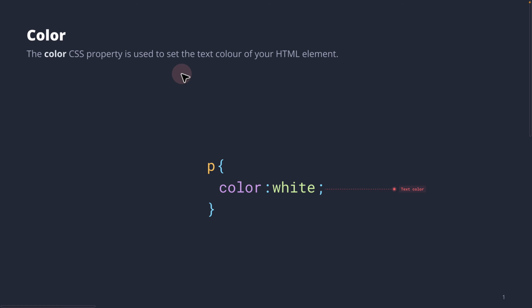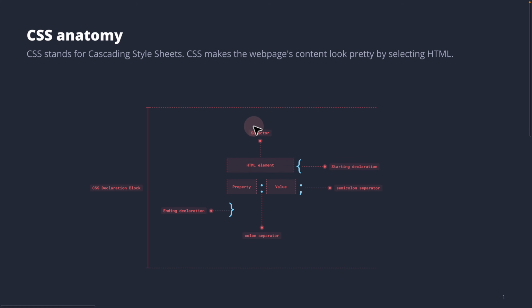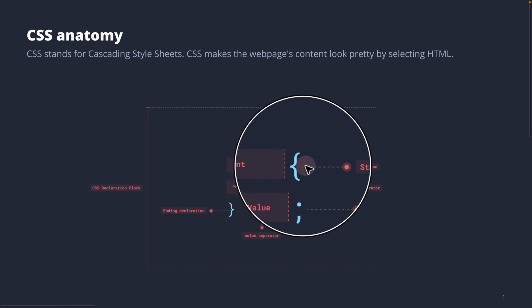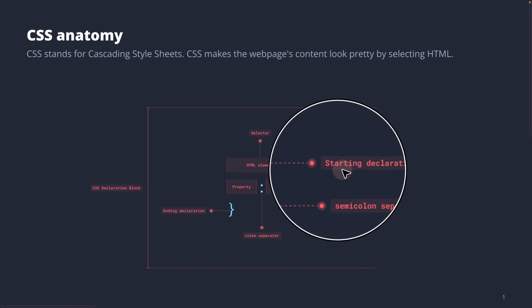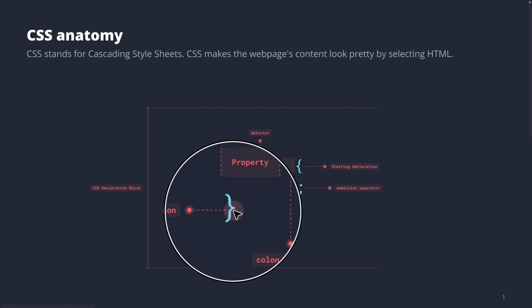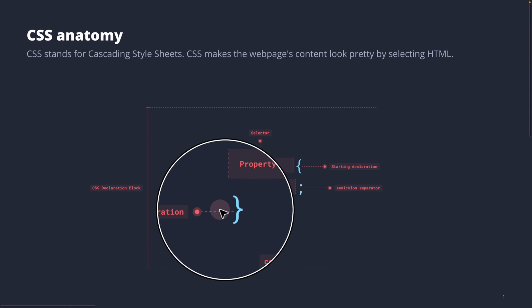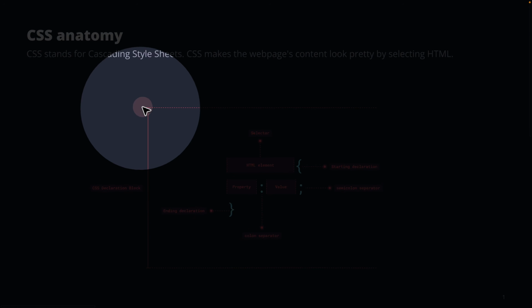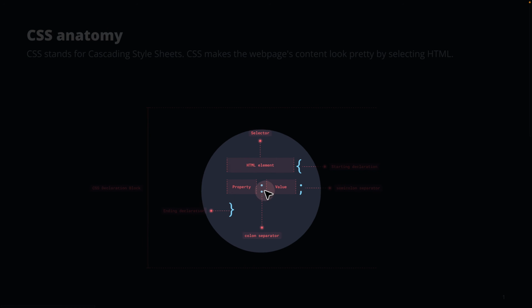So the first CSS property that you need to learn about is called color. But before I get into CSS properties, I do want to give an overview of how a CSS declaration looks like. You need to always select your HTML element, and you always start with your curly brace. That means you have started your declaration, and then you close that with, again, a curly brace. That would basically end your declaration. And this entire thing is called a CSS declaration block.